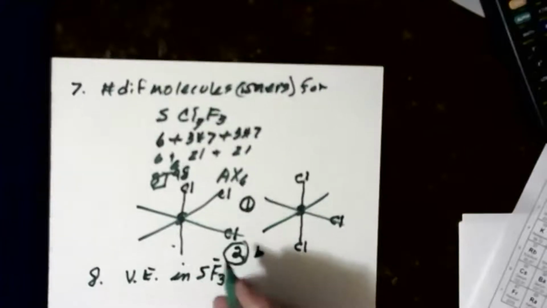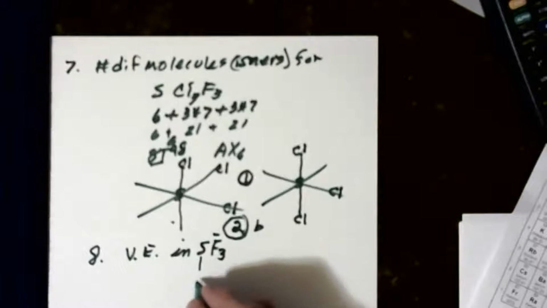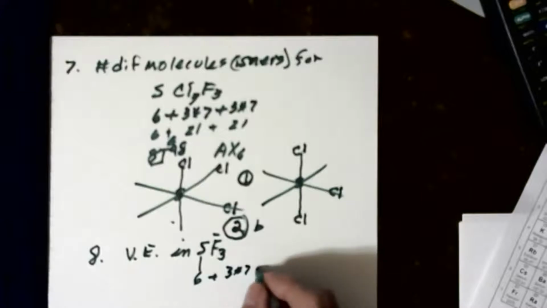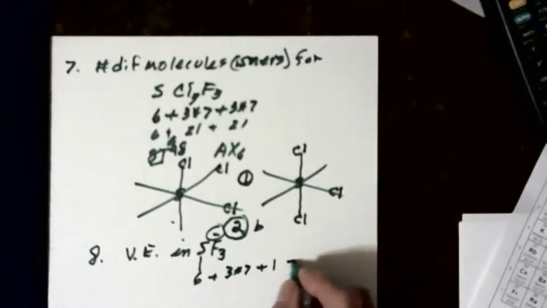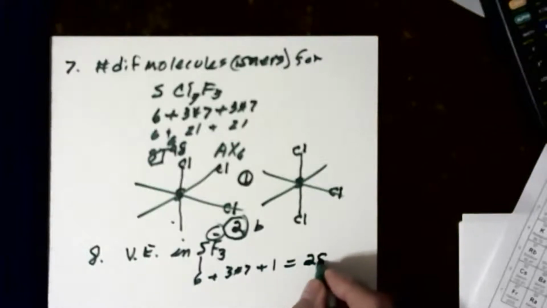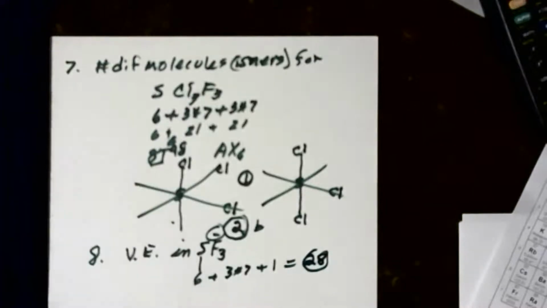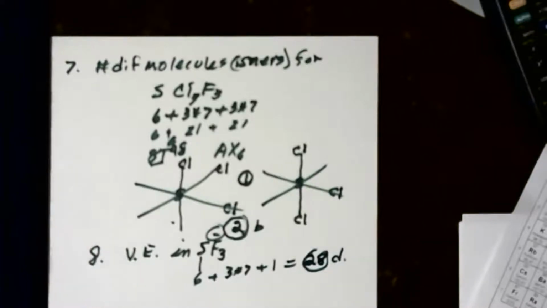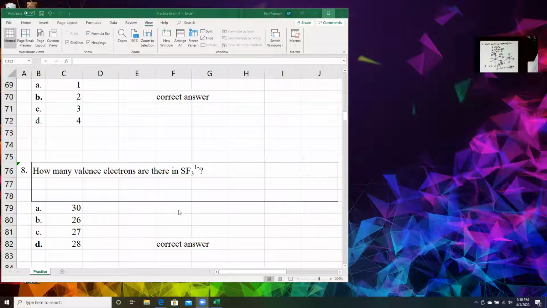And now I've got to do the same thing. I've got to get my valence electrons. There's 6 for sulfur. It's in group 6. 3 fluorines are in group 7. And I've added 1 more electron because it's negatively charged. 21, 22, that's 28. So the correct answer is 28. And if you look at the problem, that's going to be answer D. So if we go back to look at our problem, as you can see, it is answer D. Now let's go down and do number 9.